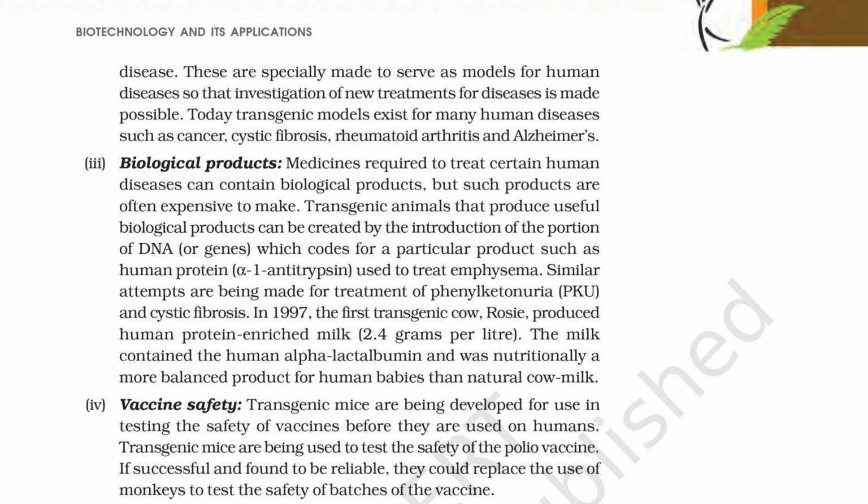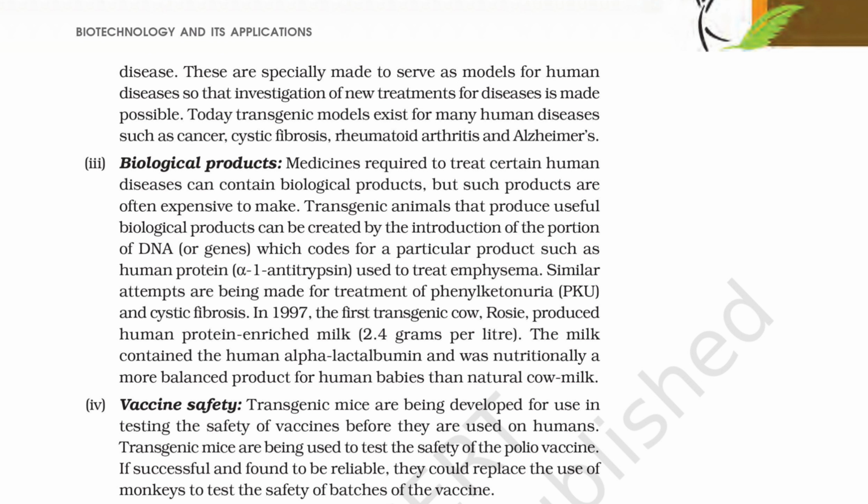3. Biological products. Medicines required to treat certain human diseases can contain biological products, but such products are often expensive to make. Transgenic animals that produce useful biological products can be created by the introduction of the portion of DNA, or genes, which codes for a particular product such as the human protein alpha-1 antitrypsin, used to treat emphysema. Similar attempts are being made for treatment of phenylketonuria, PKU, and cystic fibrosis.